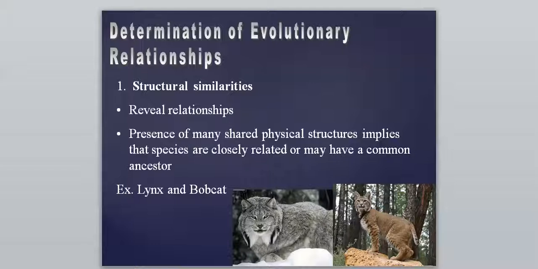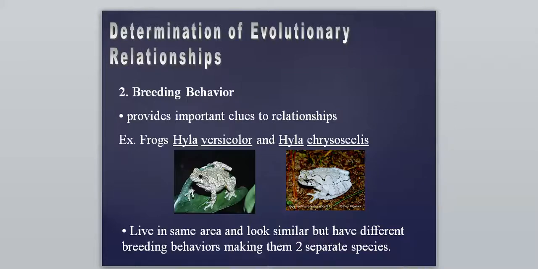So another key point that we can look at is breeding behavior, and this provides important clues to relationships. So we look at this picture here, we have Hyla versicolor and Hyla chrysoscelis, sorry, that's a tough one to say, and just by looking at these, they're very similar, and if we just wanted to look at physical characteristics, we might group these two together. However, when physical characteristics aren't enough, we can look at other things, breeding behavior being one of them.